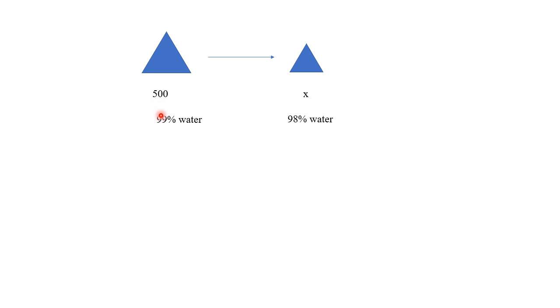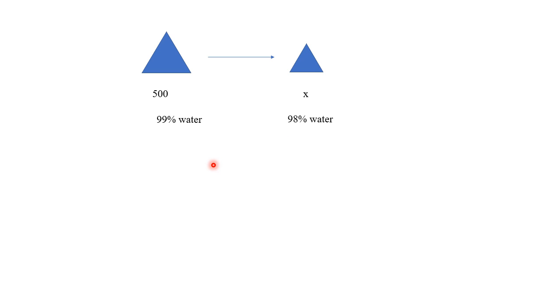Weighs 500, it's 99% water, evaporation takes place. We've called the weight in the morning X. That's the unknown that we are trying to find, and we know that it's 98% water. So this scheme is quite important when you're working on any problem. Unless it's absolutely simple, draw some sort of picture which will guide you.